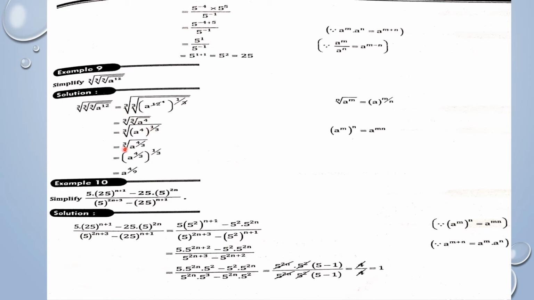So root will be there as usual. A 4 by 3 to the whole power of 1 by 3. So this root has been taken out. So here what it will become is 4 1s are 4, 3 3s are 9. So a to the power 4 by 9.